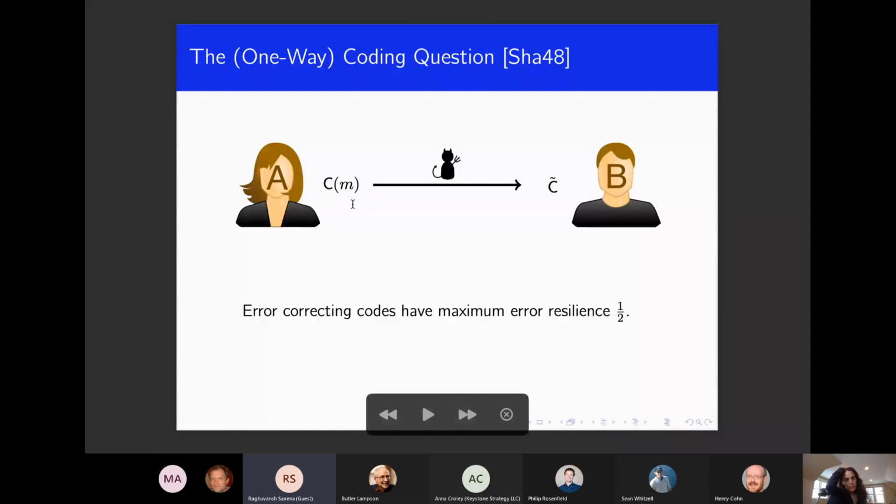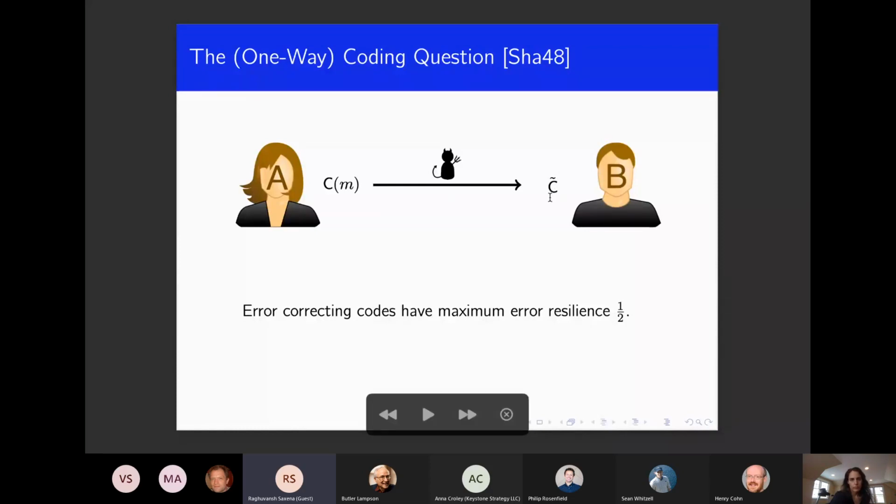The adversary will still corrupt some fraction of the symbols over the channel as before, but the property that an error-correcting code gives us is that as long as this fraction is small enough, Bob receives a different C tilde that still has enough information so that Bob can recover M exactly. So it will be corrupted. Bob will receive something different, but he can error correct and he can get M exactly.